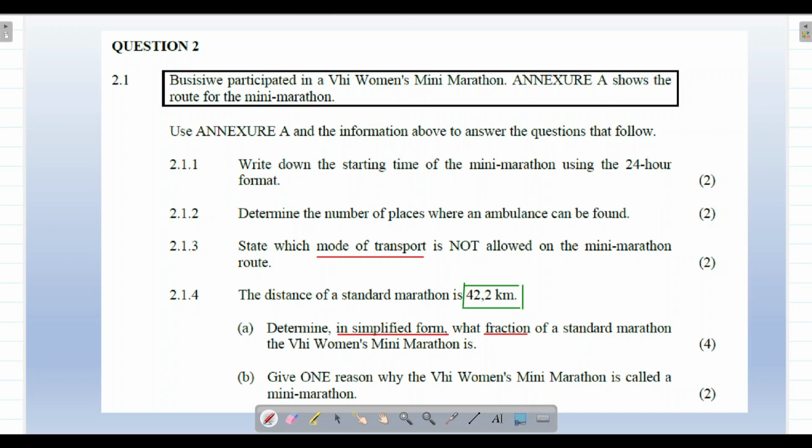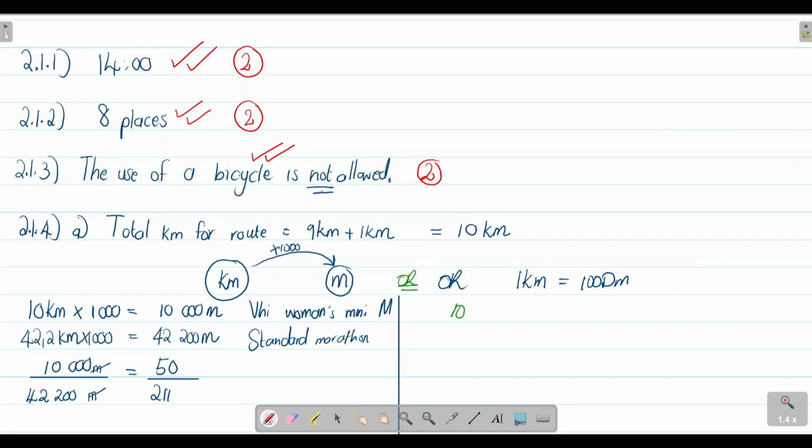So we want it in fraction form so we don't have to write it as a decimal. Okay, so like I mentioned, we could also have solved this question like this. Let me just show you quickly how they would mark this question here. They'll give you 2 marks for converting that 10 kilometers to meters, right? So you get 2 marks for that.